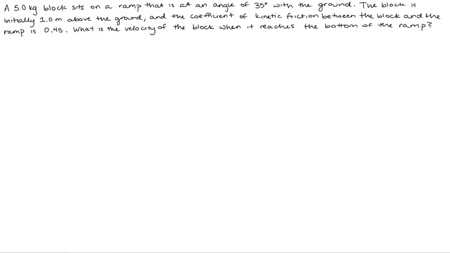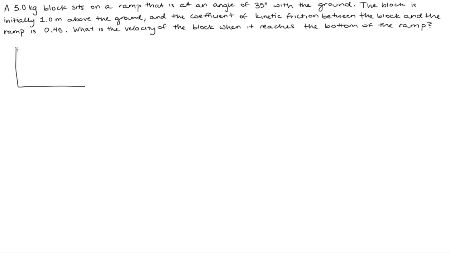A 5-kilogram block sits on a ramp that is at an angle of 35 degrees with the ground. The block is initially 1.0 meters above the ground, and the coefficient of kinetic friction between the block and the ramp is 0.45. What is the velocity of the block when it reaches the bottom of the ramp?